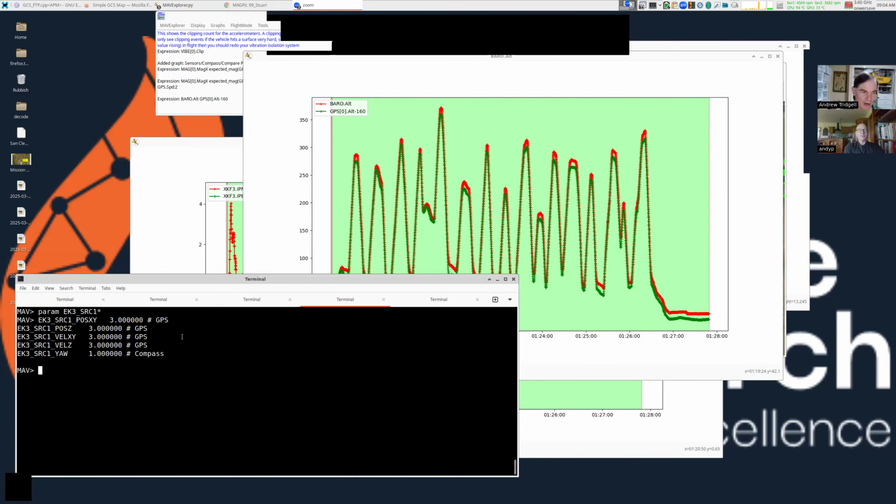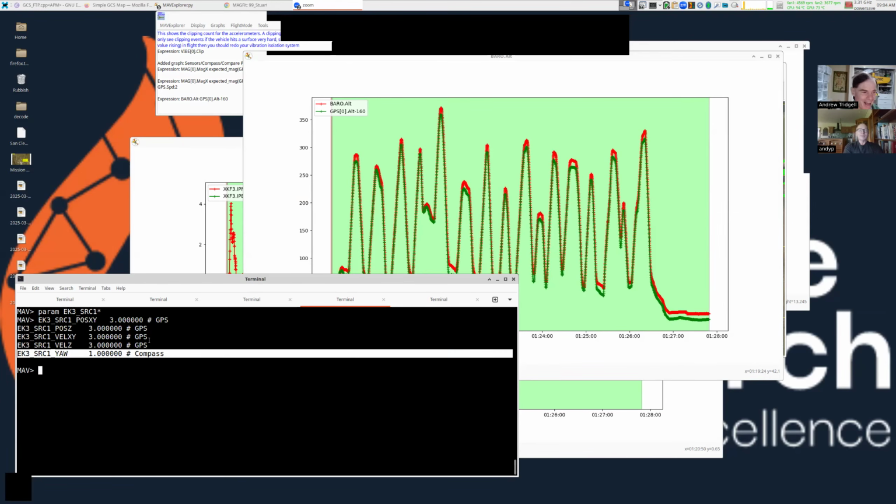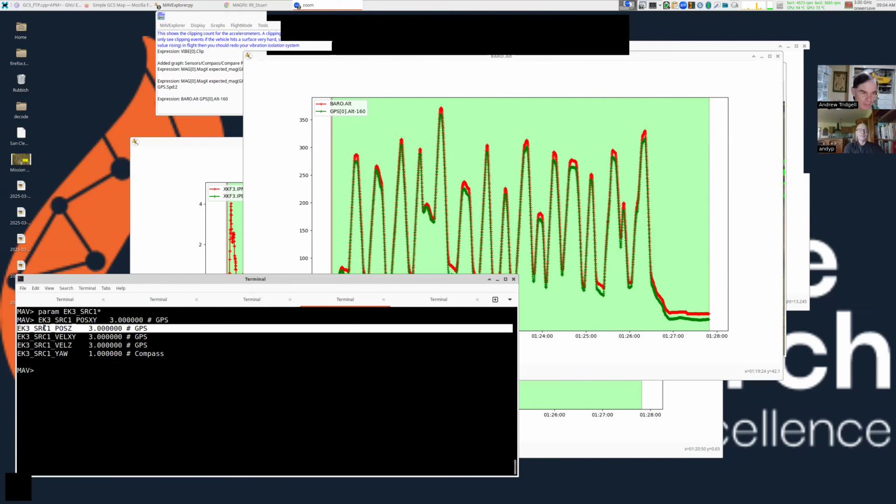there's parameters in ArduPilot as to whether to use the barometer. Now, Stuart has chosen not to use the barometer. You'll notice that all of these EK3 source settings are GPS, GPS, GPS, GPS, and compass for yaw, right? So in particular, POS Z, this is so vertical position. Stuart has said, trust the GPS. And that can be good and bad. The problem is that GPSs, due to the geometry of the way that the satellites are, the vertical is the worst axis for a GPS.